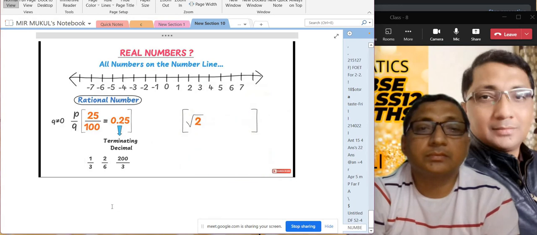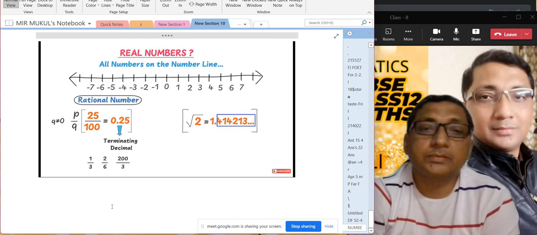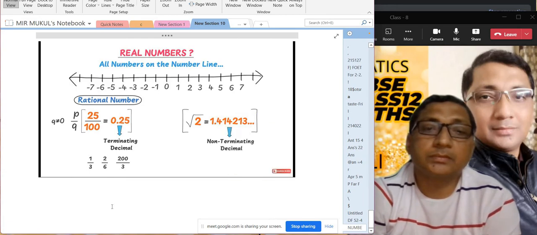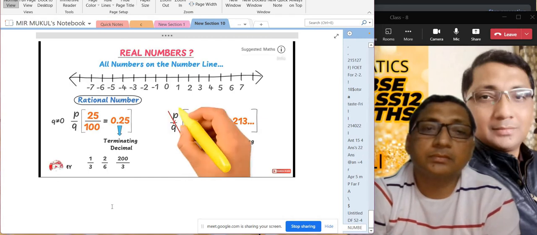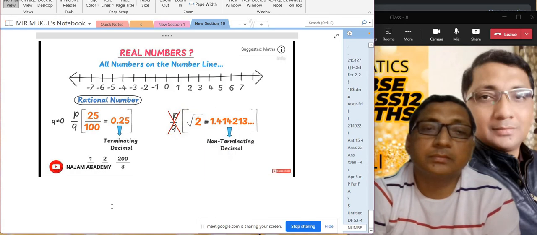Finally, what about root 2? Is it a real number or not? Well, root 2 is equal to 1.414213 and so on. Remember that the digits after the decimal point do not end. These kind of numbers are called non-terminating decimal numbers. Secondly, these numbers cannot be put into P by Q. Numbers which have non-terminating decimals and cannot be put into P by Q form are called irrational numbers.